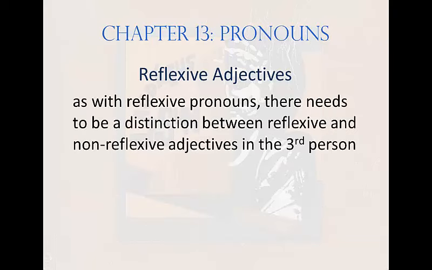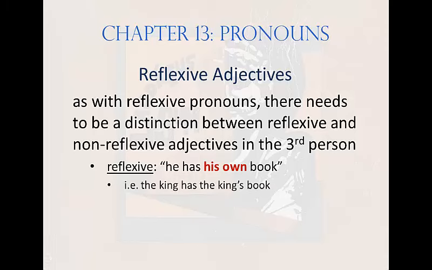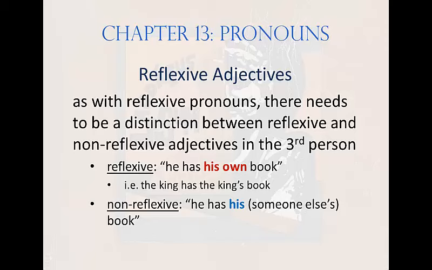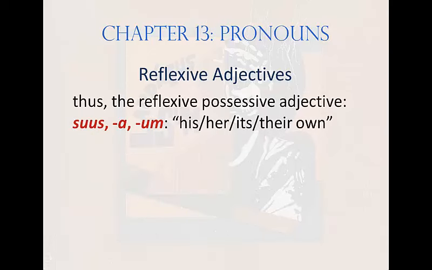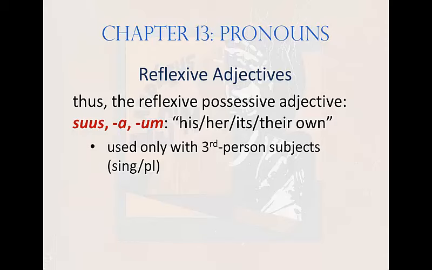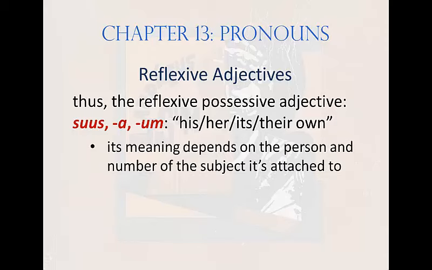And again, as with the pronouns, a distinction must be made between reflexive and non-reflexive forms in the third person. So, for instance, he has his own book. His own, as the reflexive form, means that the king has his own, the king's book, as opposed to he has his, that is someone else's, book, meaning the king has the poet's book, in which case his is non-reflexive. That means that unlike in the first and second person, in the third person there needs to be a special reflexive possessive adjective. And there is suus, a, um, meaning his, hers, its, or their own. In principle, then, it can be used only when the subject is third person. And note that its translation, whether it's his, hers, its, or theirs, depends on the nature of the subject.